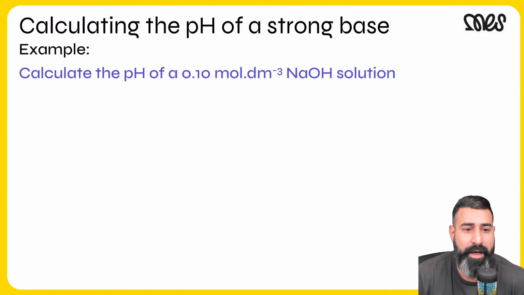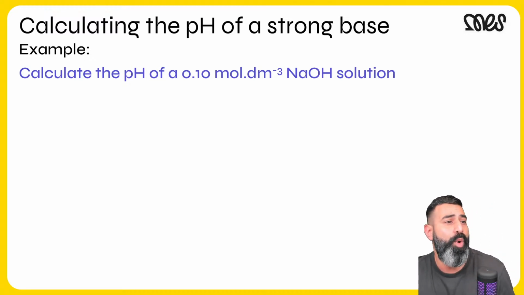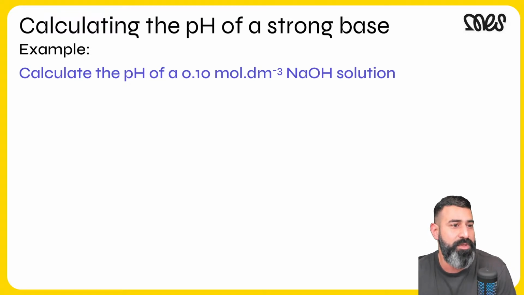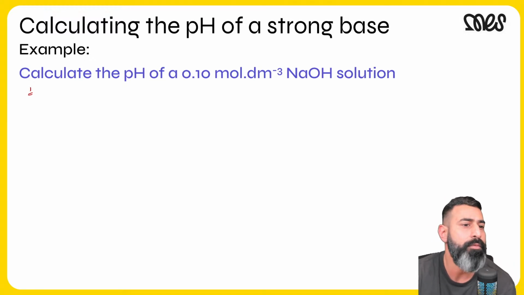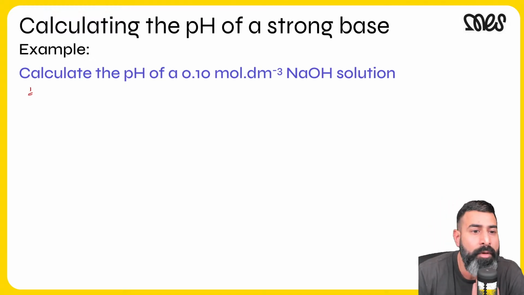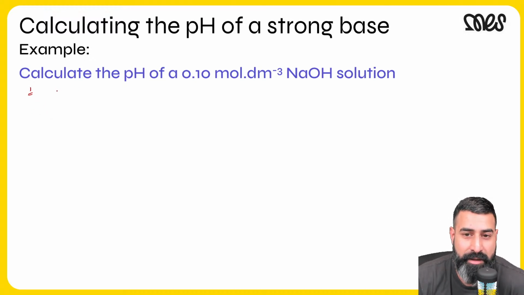Calculate the pH of a strong base. Okay, so you've got to calculate the pH of a 0.1 mole per dm cubed solution of sodium hydroxide, okay? So, what are we going to do first? Before we do any calculation, step number 1. Before we do any maths, we are going to write out the base dissociation, okay?